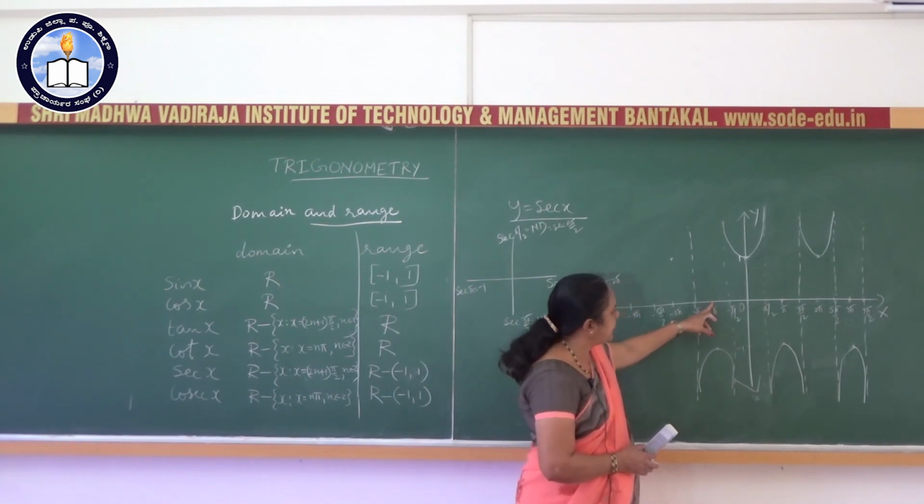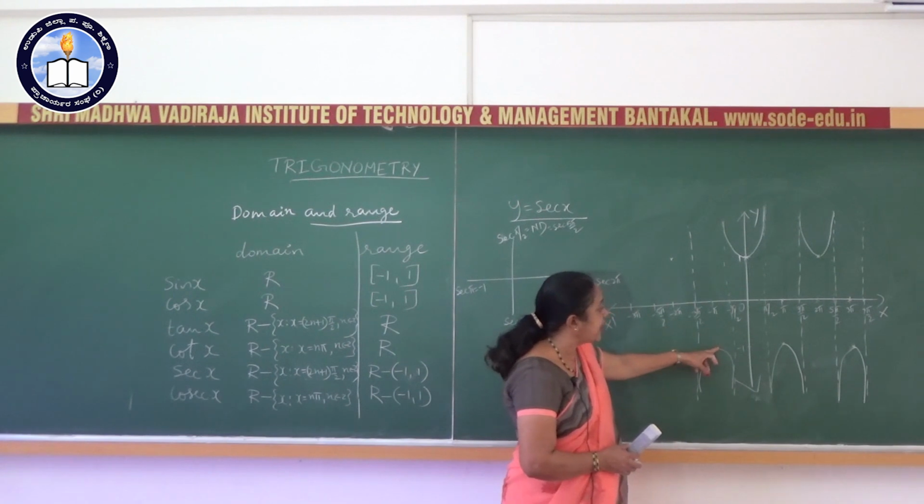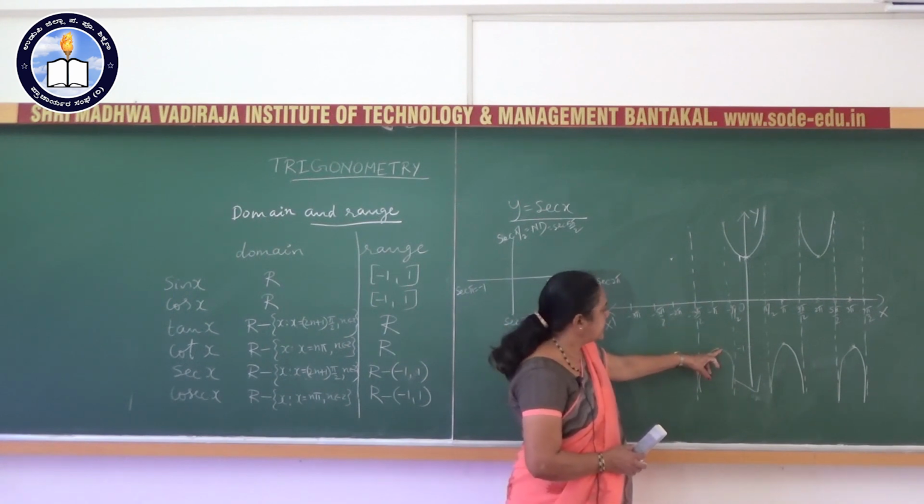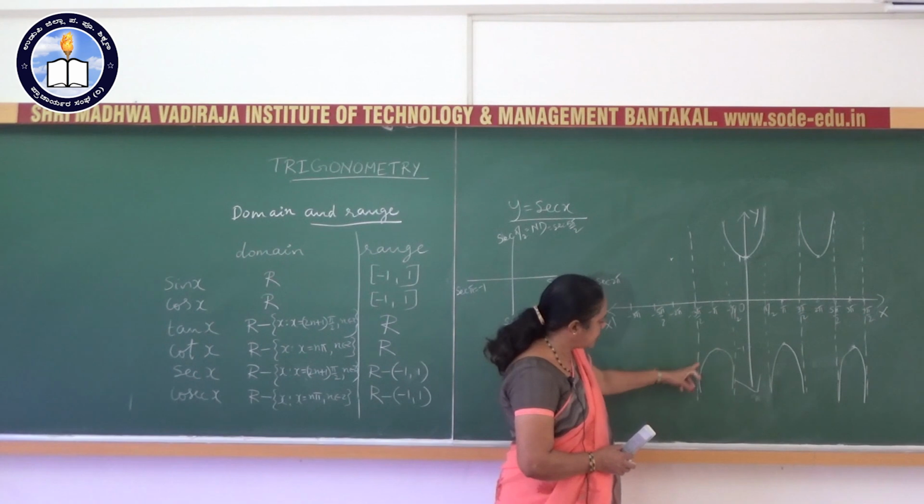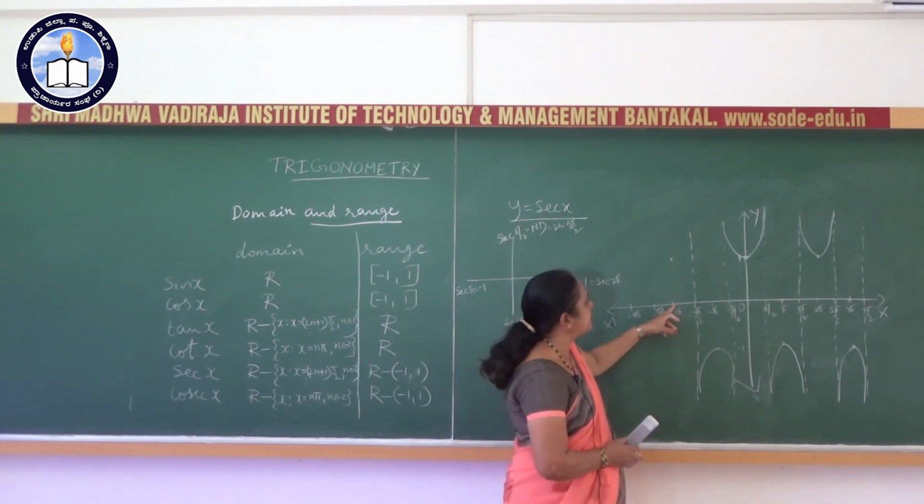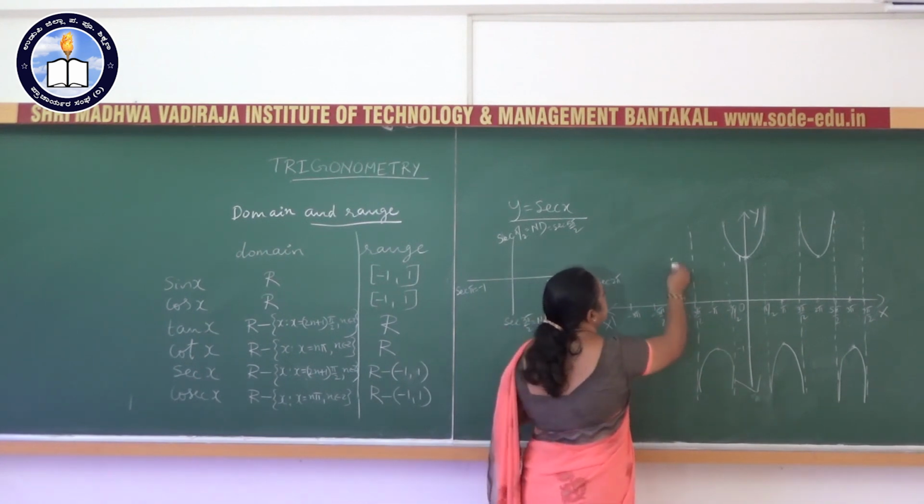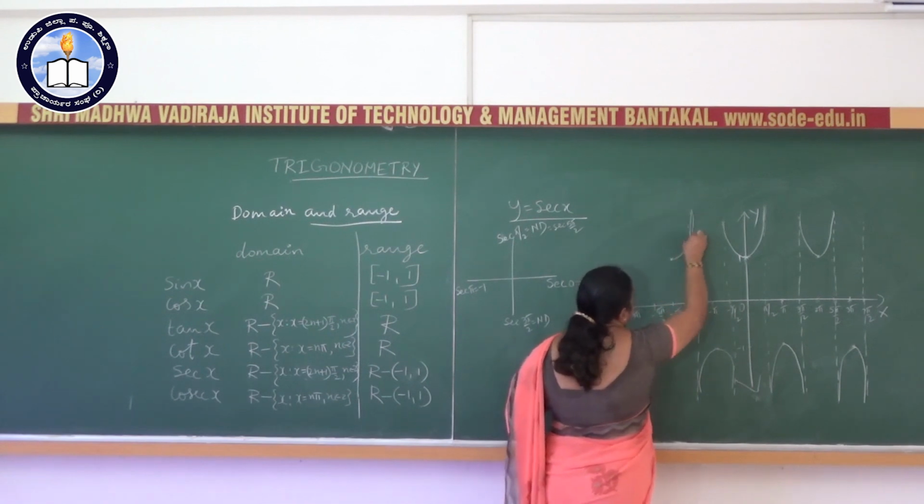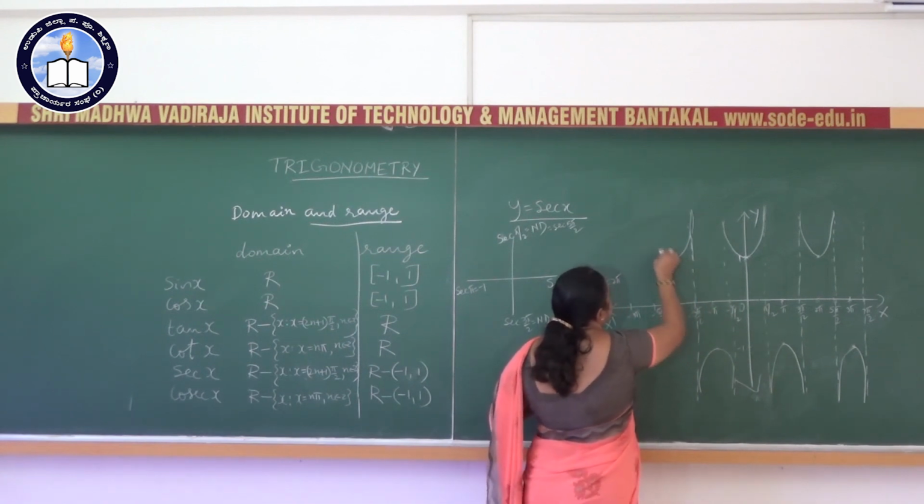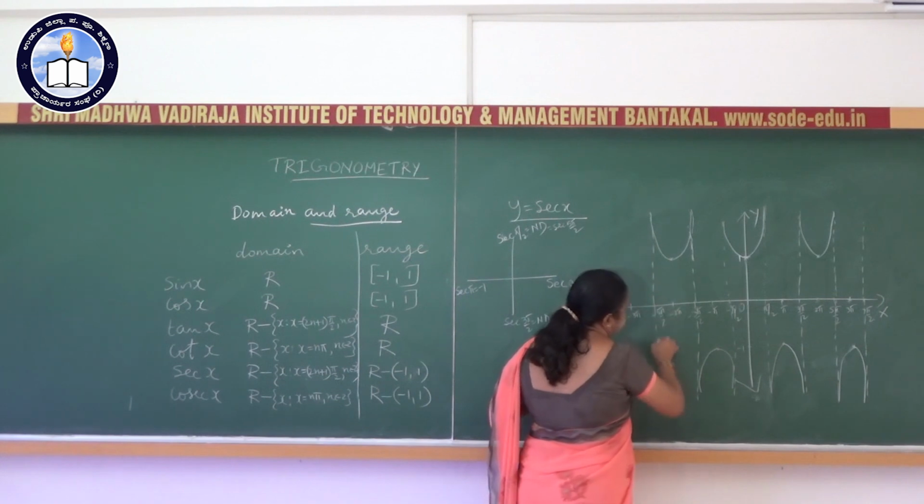In the second quadrant, secant theta is negative, so the graph is like this. In the first quadrant, secant theta is positive, so the graph lies like this. The same graph repeats.